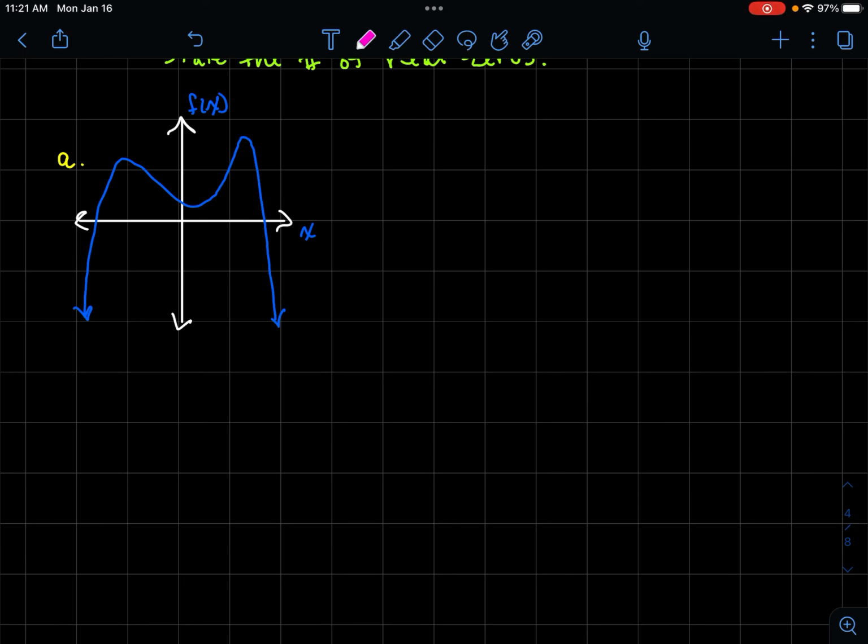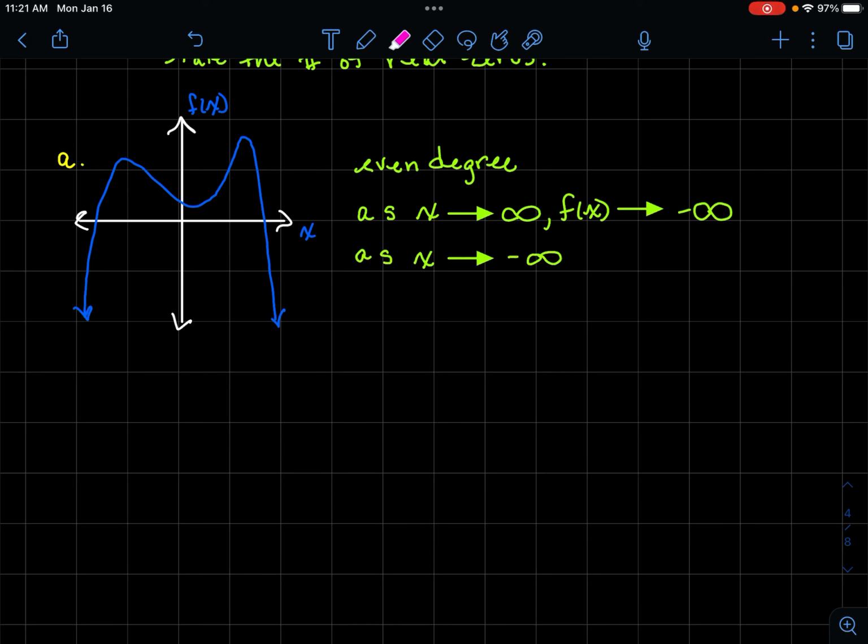I'm going to do the middle bullet point first. I think it's easier to point out if it's even or odd first. Arrows are both going in the exact same direction, so that fits the definition of an even degree polynomial. Describe the end behavior. Well, we look to the right as x goes to positive infinity. Ask yourself, is the arrow going up or down? We are going down, so we will say f of x goes to negative infinity.